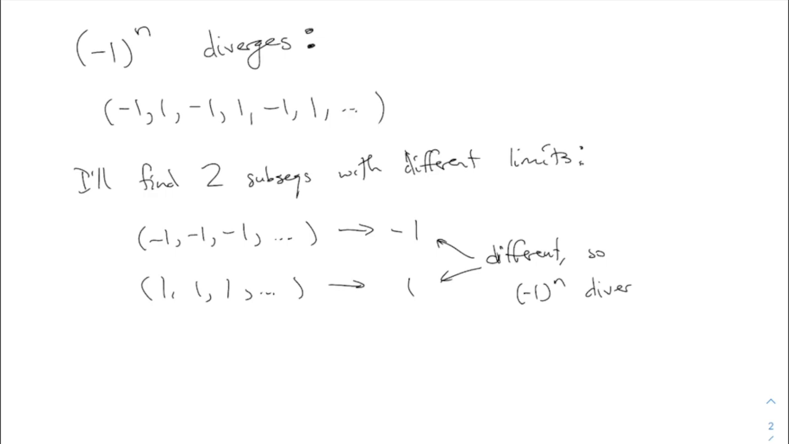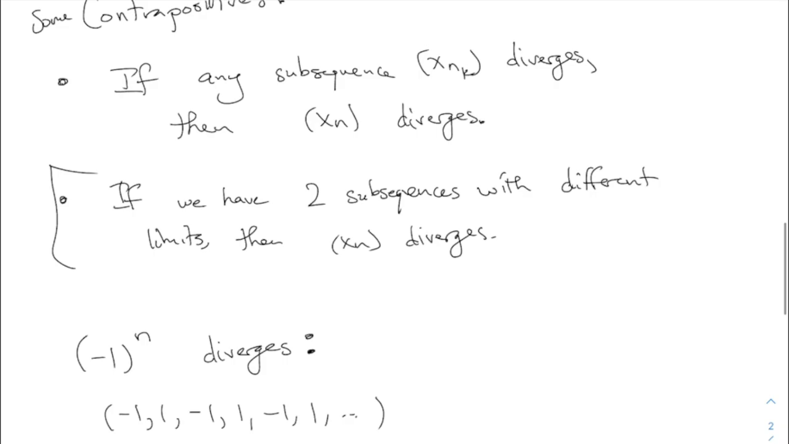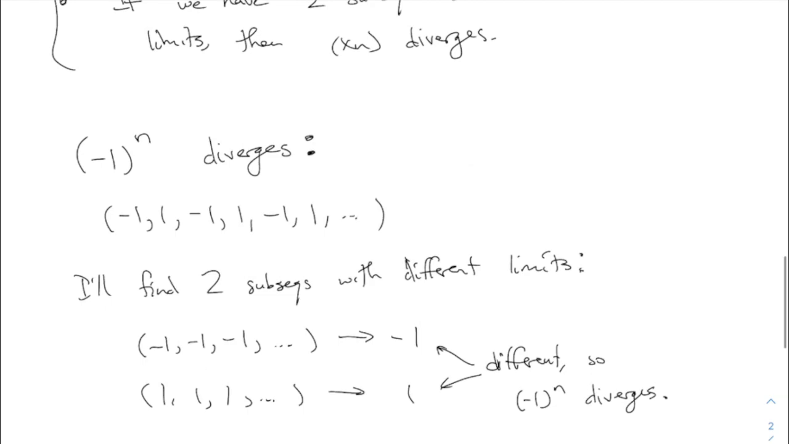This, if you ask me, is one of the typical ways that I would show some sequence diverges. This is my go-to: find some subsequences with different limits. Or you could find a subsequence which diverges, and that shows that the entire sequence diverges. Here's another similar example. Actually, this example I also got off of an old comprehensive exam.